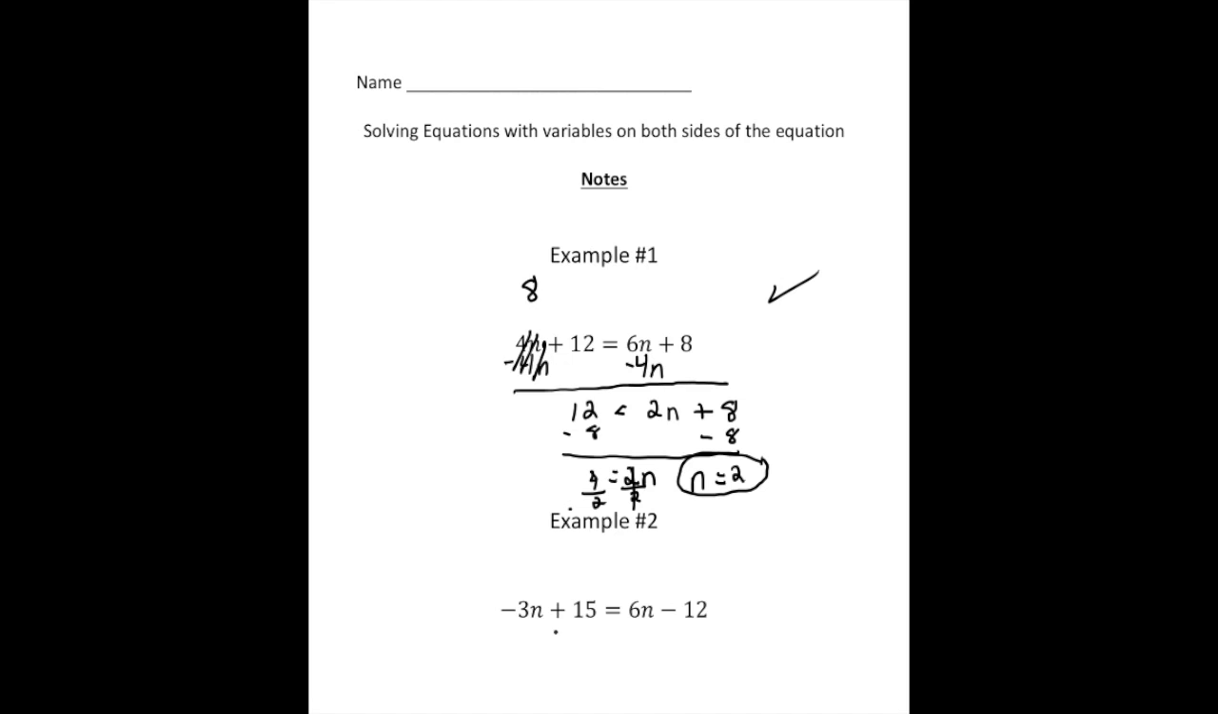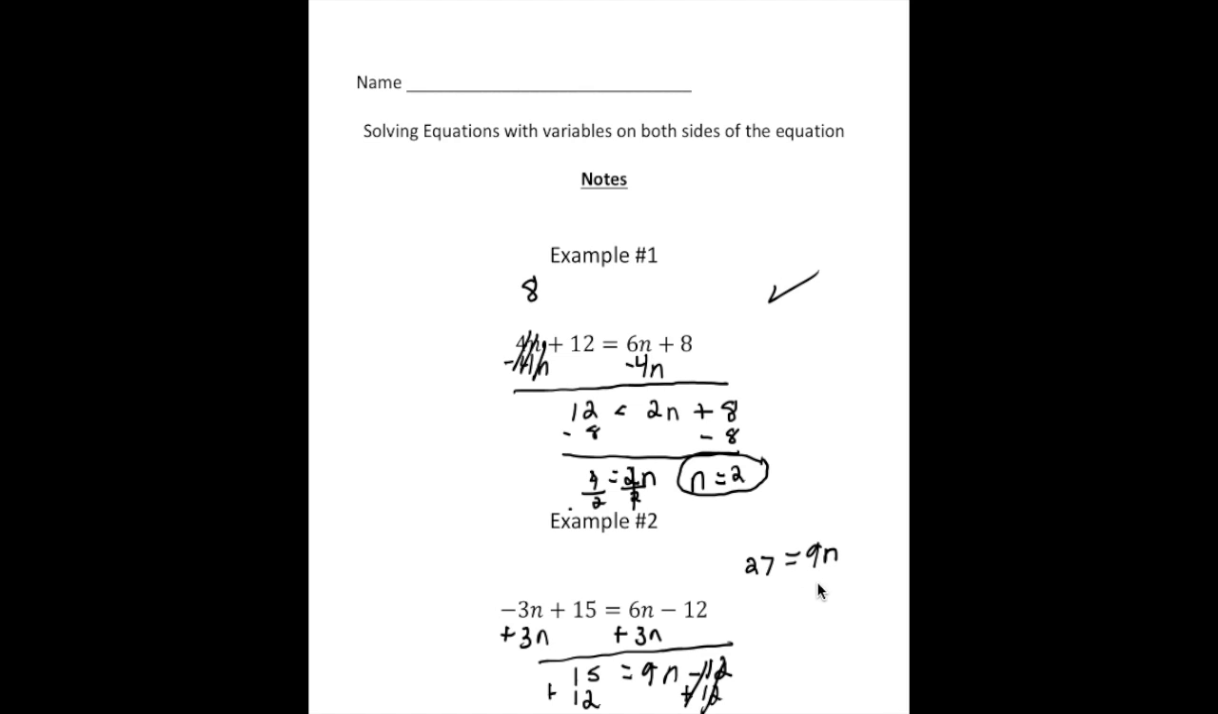So we have negative 3n plus 15 equals 6n minus 12. I'm going to add 3n to both sides. So 15 equals 9n minus 12. And then I'm going to add 12 to both sides. So that's the constant, right? These cancel out. I'm going to continue over here. So 15 plus 12 is 27 equals 9n.